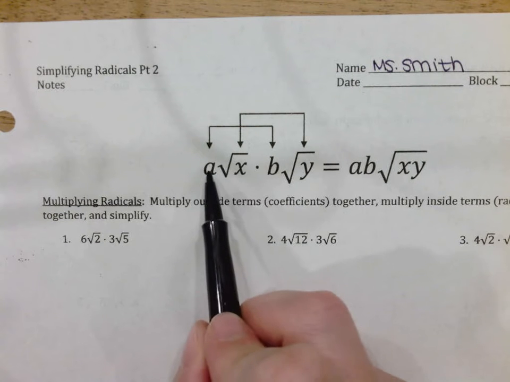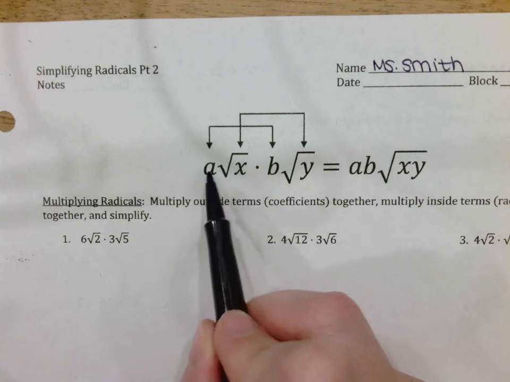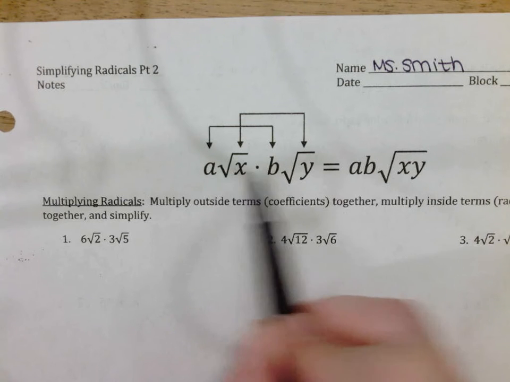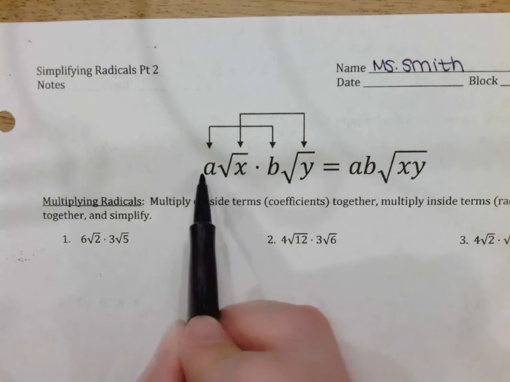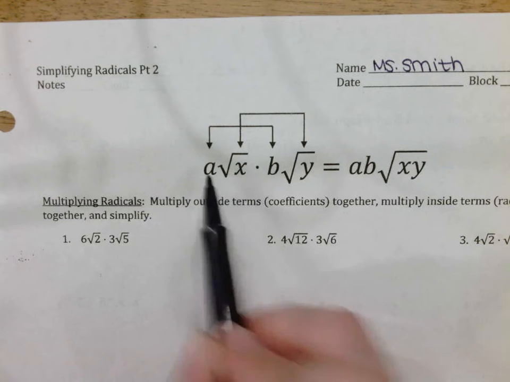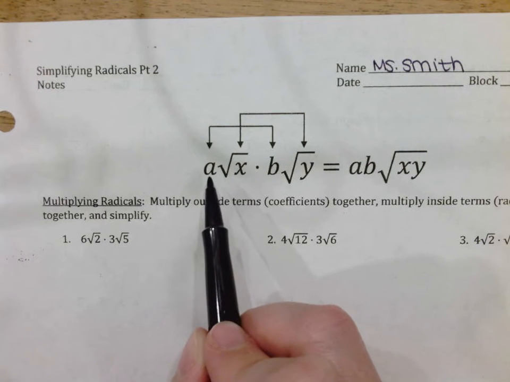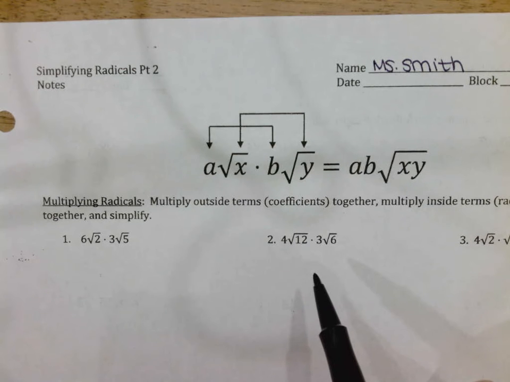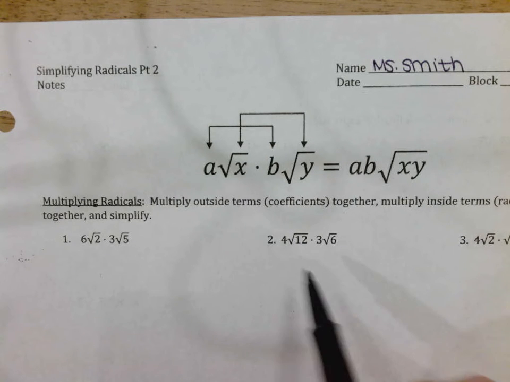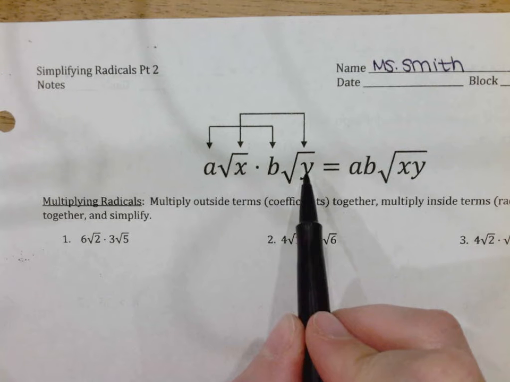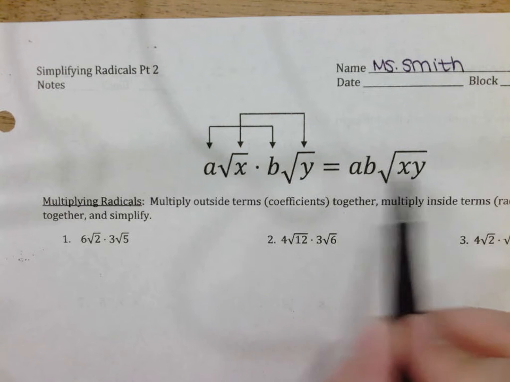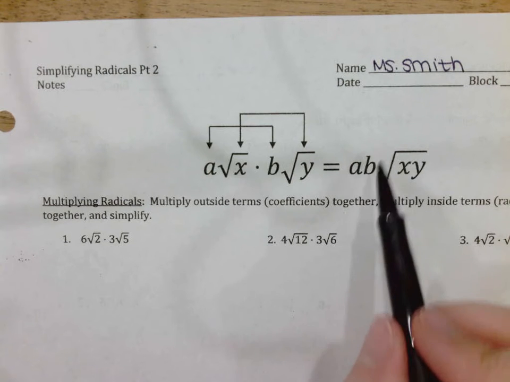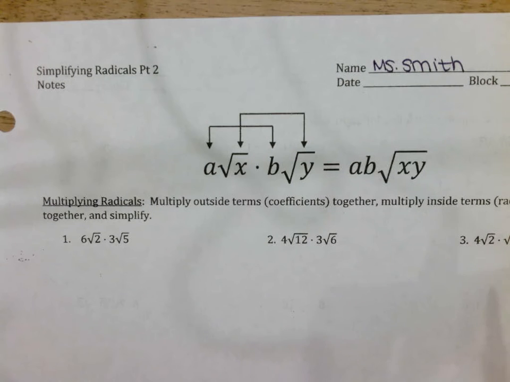We start by multiplying the outside numbers, if there are any, and then we multiply the inside numbers, the radicands. The outside numbers we call the coefficients. We cannot multiply an outside number with an inside number. Only outside numbers can be multiplied together, and then only inside numbers can be multiplied together. So once you multiply them, we will simplify the radical if we can, using a factor tree.